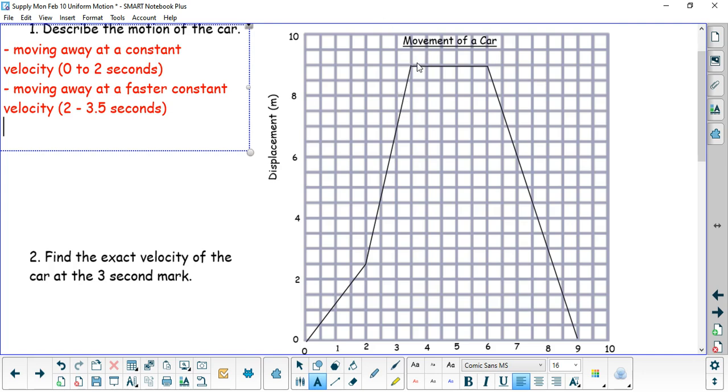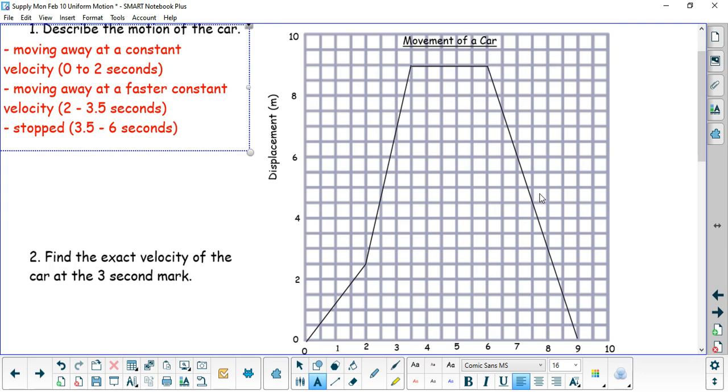You'll see then at 3.5 seconds, something happens. All the way along here, my displacement stays at 9 the whole time. Well, the only way that that happens is that the object must have stopped, right? It must be standing still. So it did that from 3.5 seconds to 6 seconds. It just sits there, sits at 9 meters away.